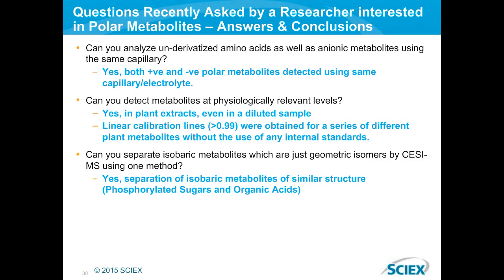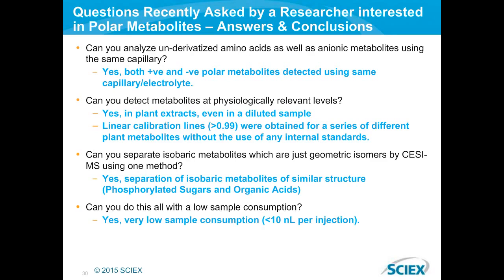Can you separate isobaric metabolites, which are just geometrical isomers, for example, the phosphorylated sugars? And yes, I've shown you can do that. You can not only separate phosphorylated sugars, but also organic acids like isocitrate can be separated. And in the case of citrate, isocitrate, and even the phosphorylated disaccharides, they are baseline resolved, separated by using CSI-MS.